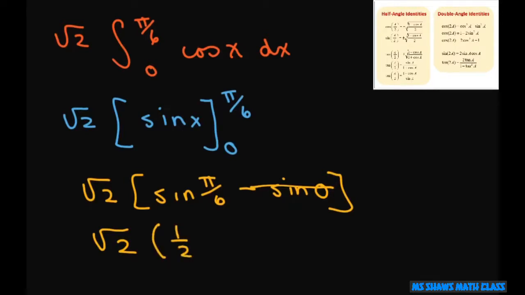and sine of pi over 6 is 1/2. So our final answer is just going to be square root of 2 divided by 2, or you can write it 1/2 times the square root of 2.